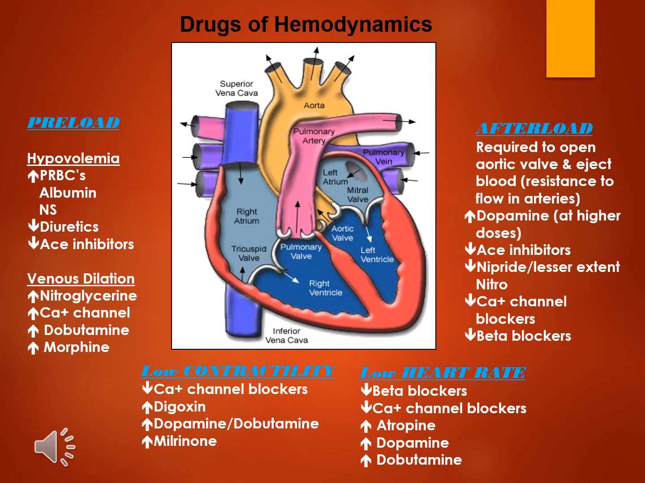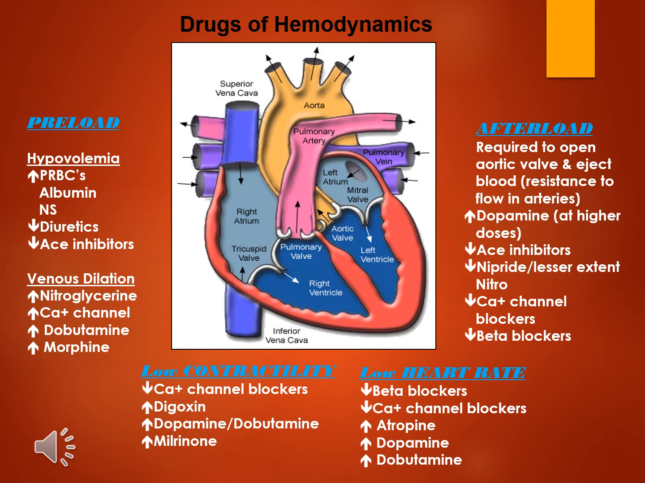This slide just kind of shows you about what we would do for issues with preload, afterload, contractility, or heart rate. So if we have the following, then this is what we're going to do. That's how I want you to read this. If we have hypovolemia as a part of our preload, then we're going to be looking at things like giving packed red blood cells, albumin, or normal saline, decreasing the amount of diuretics, and decreasing ACE inhibitors. All of those things will help with hypovolemia.